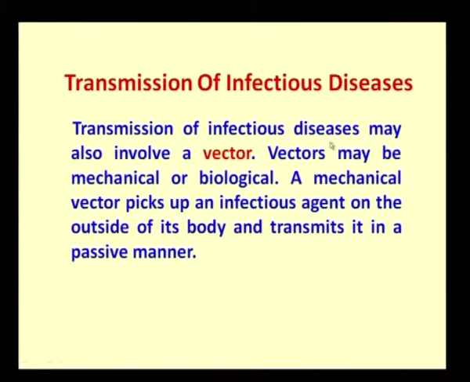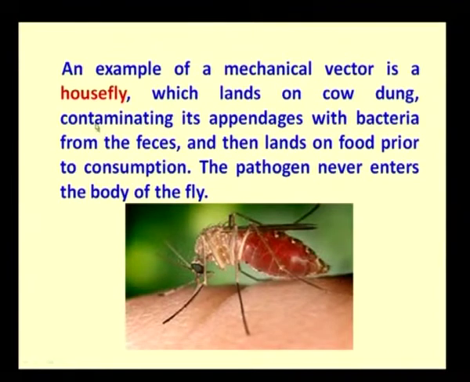Transmission of infectious diseases may also involve a vector. Vectors may be mechanical or biological. A mechanical vector picks up an infectious agent on the outside of its body and transmits it in a passive manner. Now, look at the next slide too. An example of a mechanical vector is a housefly, which lands on cow dung, contaminating its appendages with bacteria from the feces, and then lands on the food prior to consumption. The pathogen never enters the body of the fly.